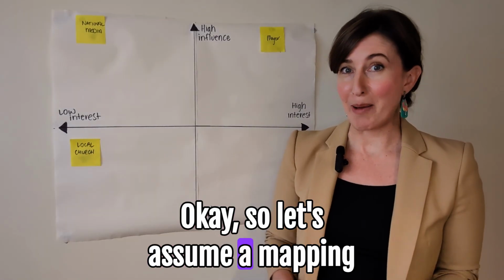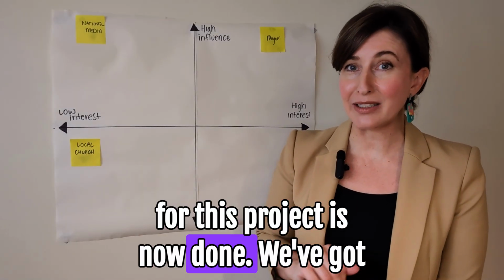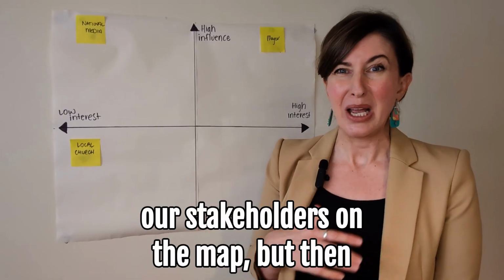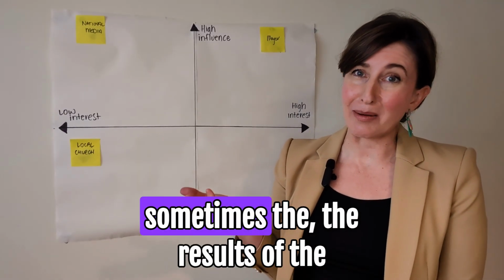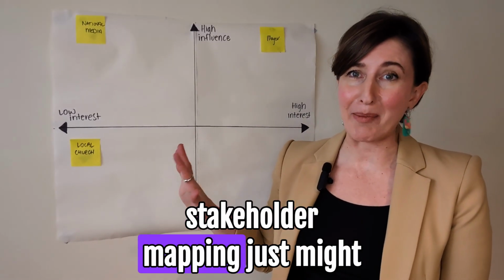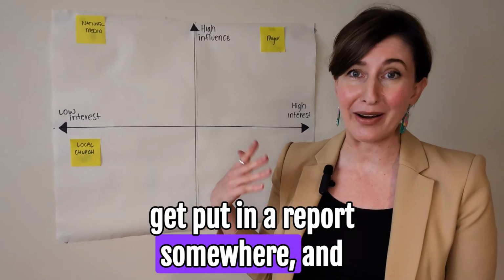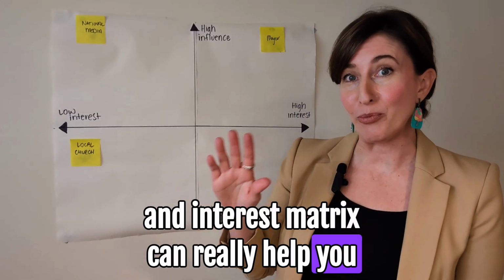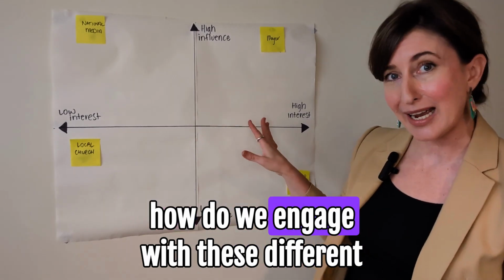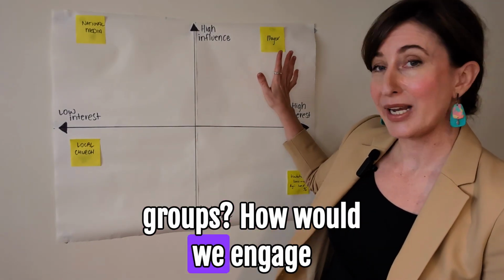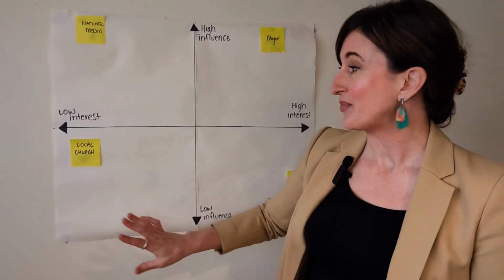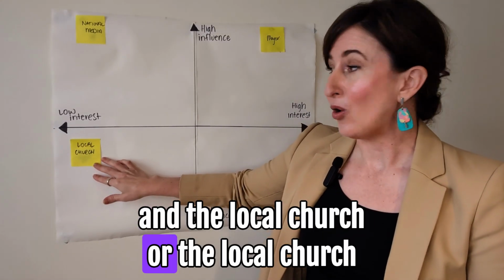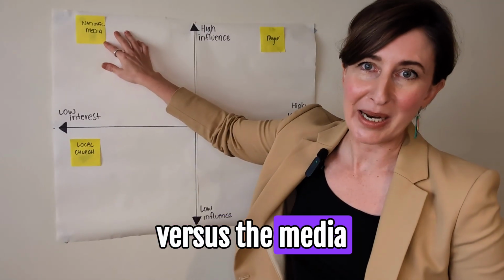Okay, so let's assume our mapping for this project is now done. We've got our stakeholders on the map. But then what does that actually mean? And sometimes the results of the stakeholder mapping just might get put in a report somewhere, and that's the end of the story. But a power and interest matrix can really help you move it forward into working out, how do we engage with these different groups? How would we engage differently between the mayor and the local church, or the local church versus the media?